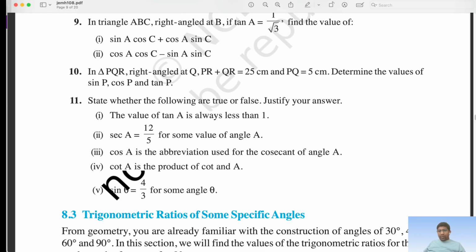Hi guys, so today let's solve problem 11. State whether the following are true or false. Justify your answer. The first one is: the value of tan A is always less than 1. Okay, let's take that.